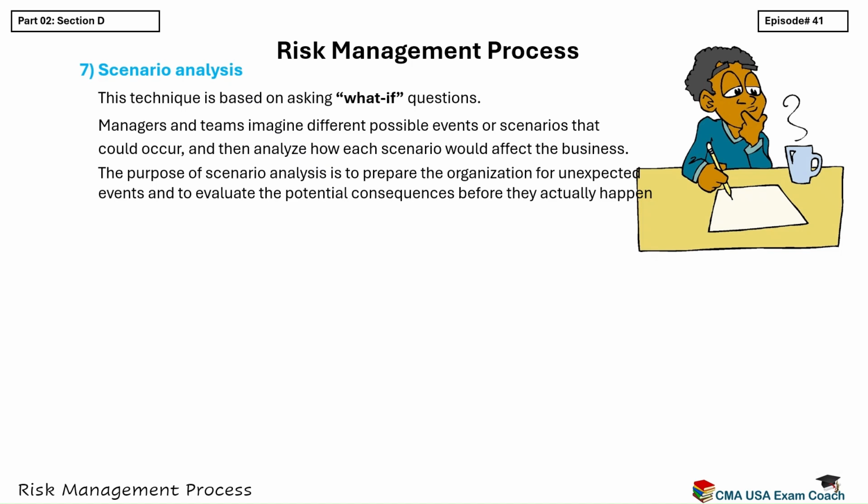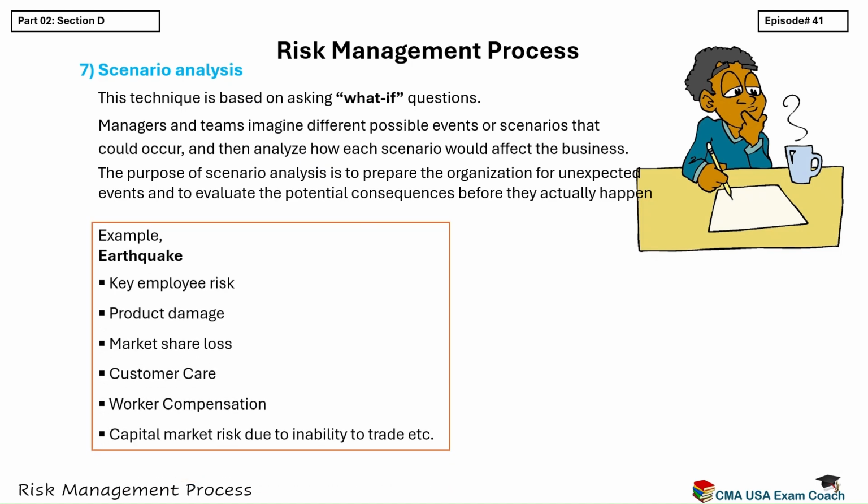For example, let's consider the scenario of an earthquake. If an earthquake occurs, the business might face several types of risks. Key employee risk. Important employees may be injured or unavailable, which could disrupt critical operations. Product damage. Finished goods or raw materials could be destroyed, leading to losses in sales or production delays. Market share loss. If the company cannot deliver products on time, competitors may take advantage and capture part of the market. Customer care issues. Customers may lose confidence in the company if service levels drop during the crisis.